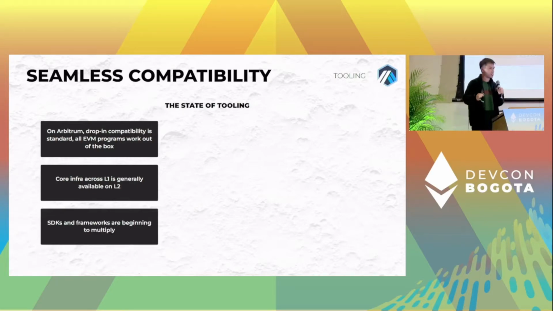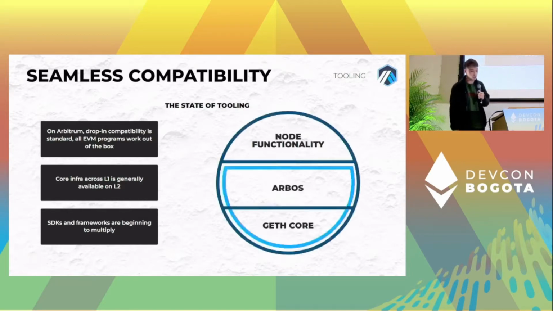And SDKs and frameworks, we have new things like Foundry coming up every day. They're beginning to multiply. You have lots of options. You have lots of things that you can potentially use to make your development experience easier. This is just a quick graphic. With Nitro, we're running Geth at the core. So in terms of compatibility, we're reaching parity as much as we can.